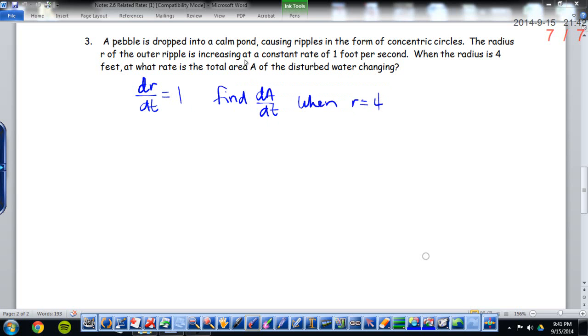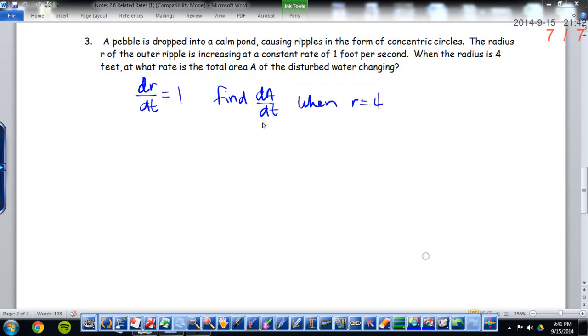All right, so it says the radius is increasing at a constant rate of 1 foot per second. So that means that dr/dt, or the rate of change of r with respect to t, is equal to 1. And we're looking for how the area is changing. So that's represented by dA/dt when r equals 4.